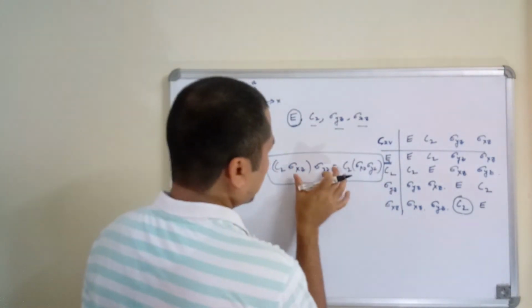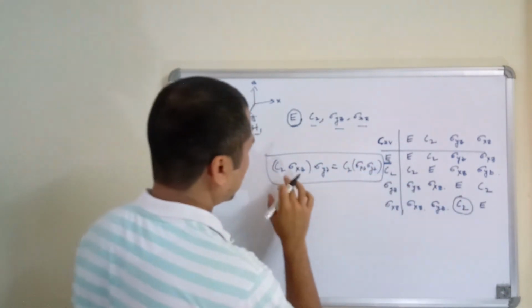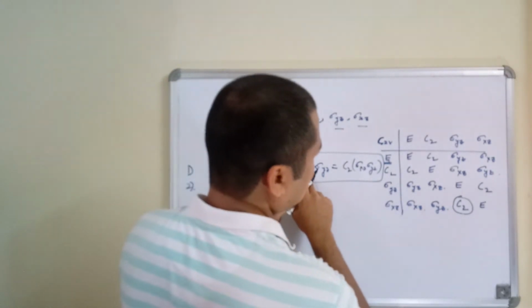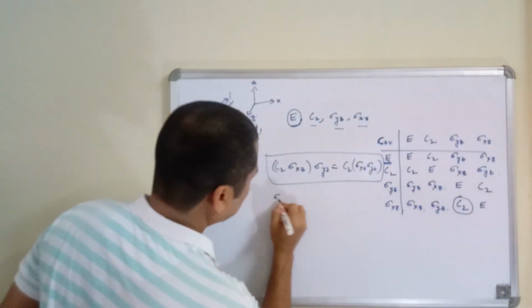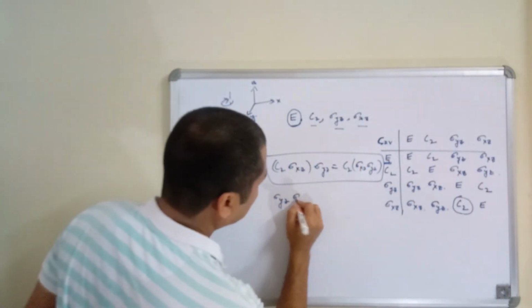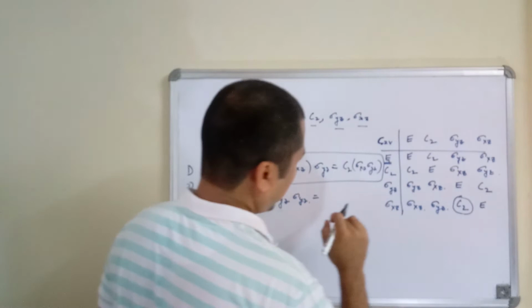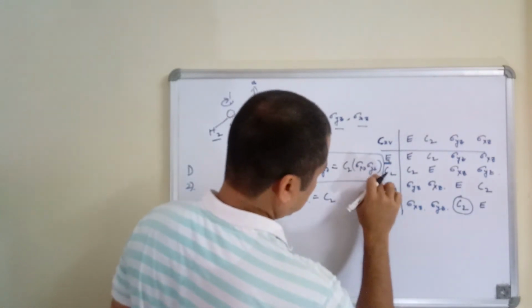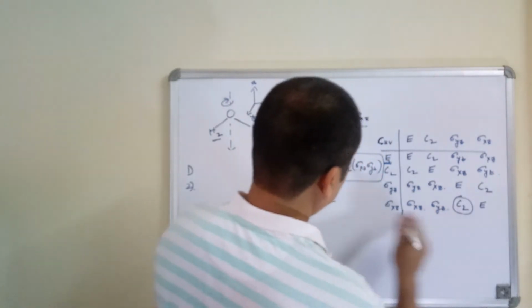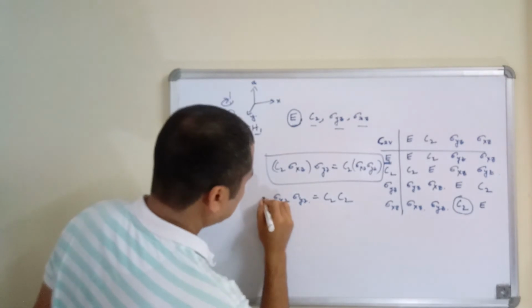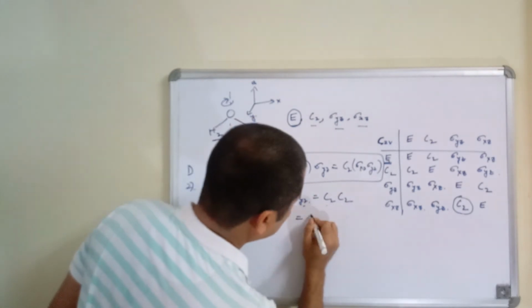We just try to find out, with this example, whether both sides, left-hand side and right-hand side, give us the same answer or not. So when we do C2 with sigma xz, what we get is sigma yz, and then we have sigma yz here from here. So on the right-hand side, what we have is C2 sigma xz sigma yz. So sigma xz with sigma yz gives us C2 again.